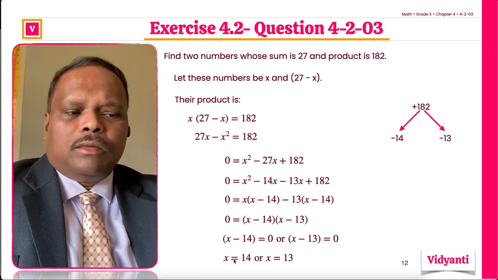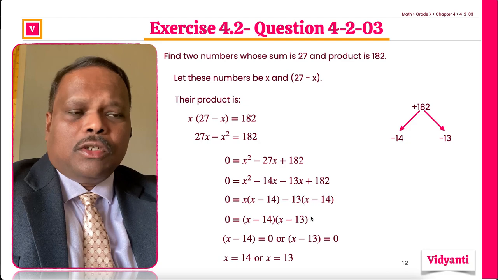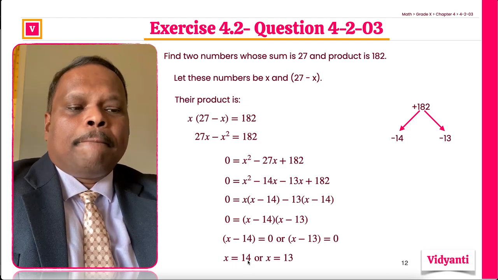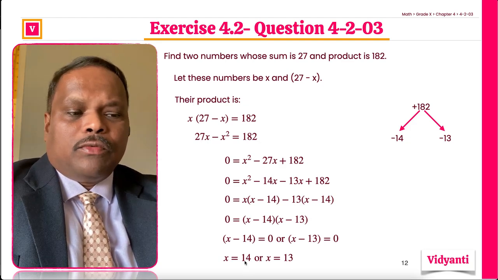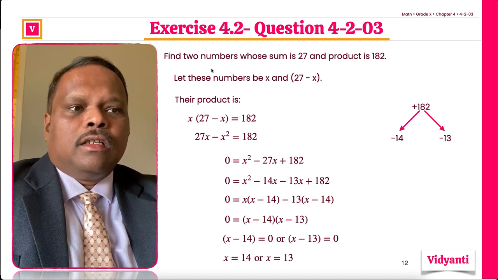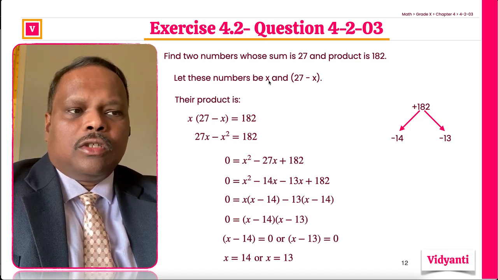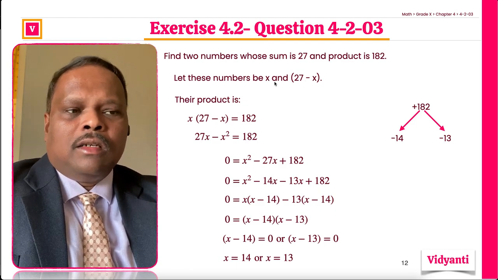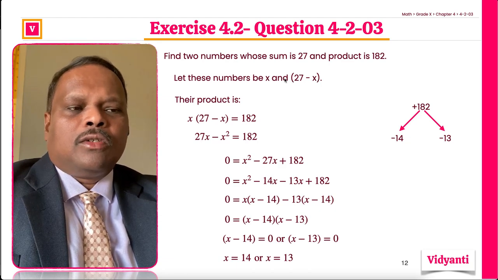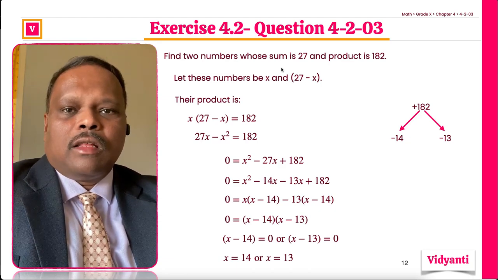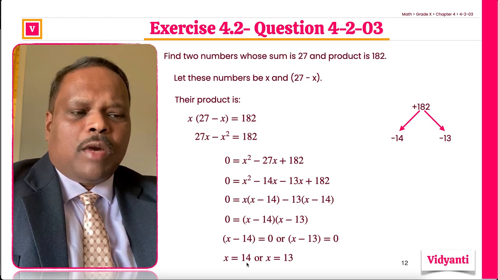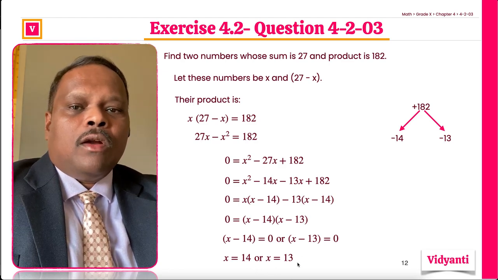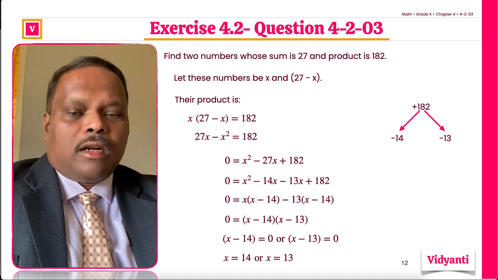Now, you will say, okay, I got two solutions. Well, it really doesn't matter. Either one is fine, because if you take 14 as the answer, then the second number will be 27 minus 14, which is 13. So the numbers will be 14 and 13. Or if you take 13, then x is 13, and 27 minus 13 will be 14. So the numbers are 14 and 13, or 13 and 14. It doesn't matter whichever answer you take. One of the numbers is going to be 13, the other number is going to be 14.